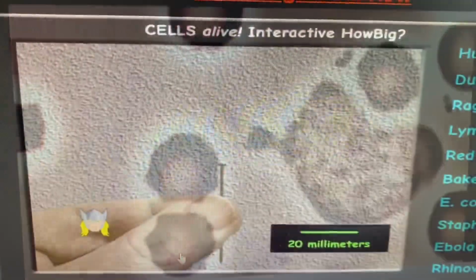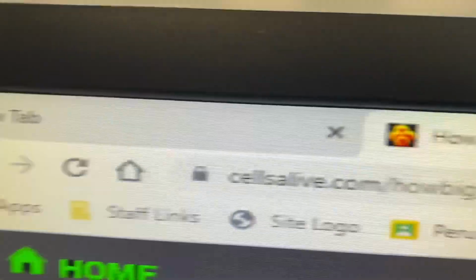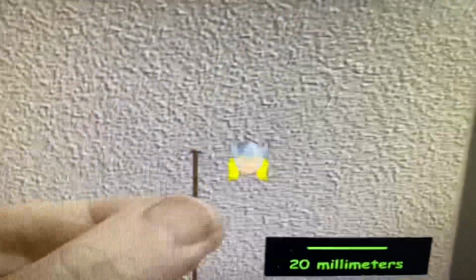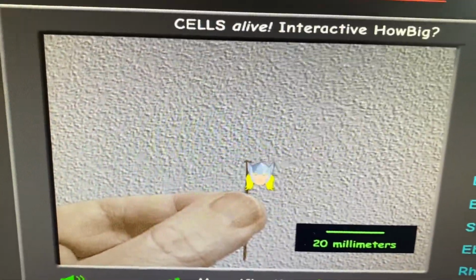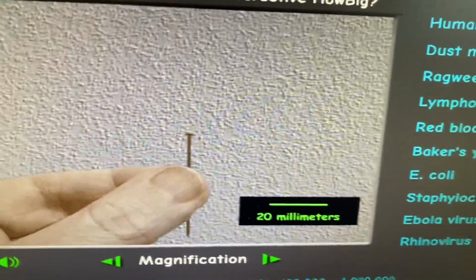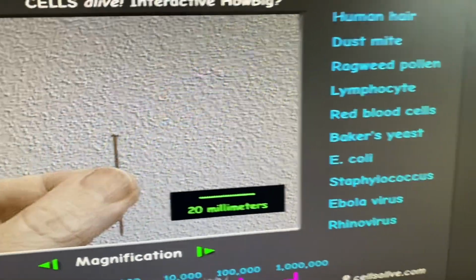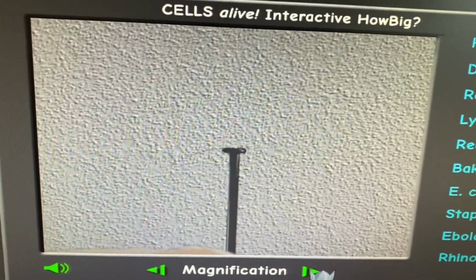Isn't that cool? All right, this is an animation done by a website called cellsalive.com. It'll give you an idea of how big or how small, I guess, things are. All right, so we're all comparing to the head of a pin, okay? And it allows us to slowly, oops, sorry, hit the wrong button, there we go. Slowly get closer and closer, all right?